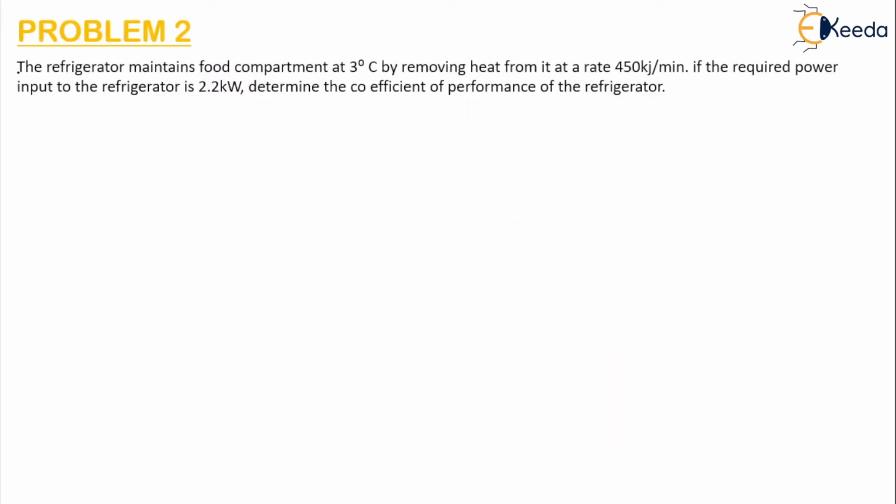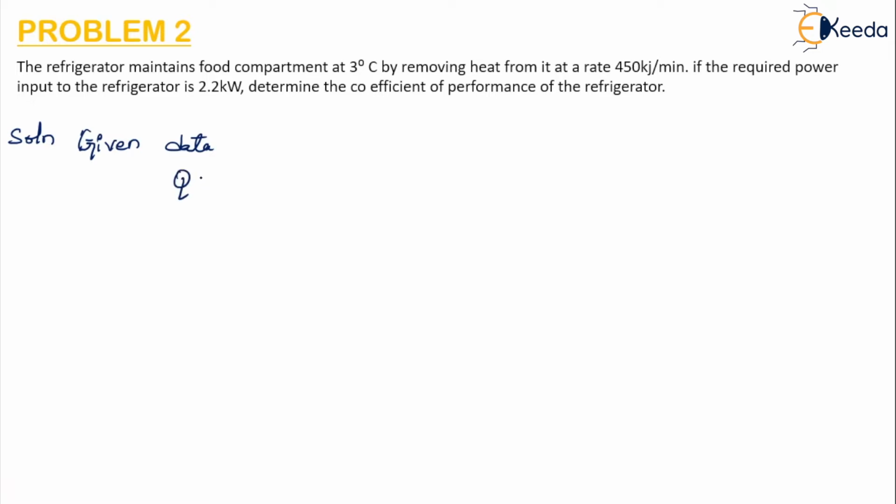So here they have given that the refrigerator maintains the food compartment at 3 degrees Celsius by removing heat at a rate of 450 kilojoules per minute. If the required power input to the refrigerator is 2.2 kilowatt, they are asking us to determine the coefficient of performance of the refrigerator.